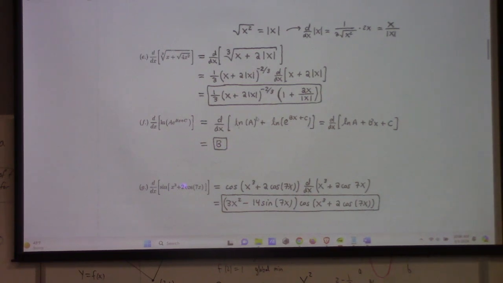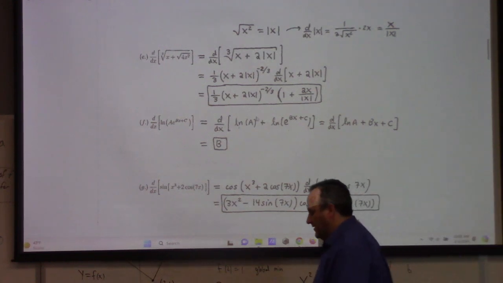This one here, chain rule. So you've got cosine of the inside function, times the derivative of the inside function, which gives us 3x squared minus 14 times the sine of 7x, cosine of stuff. Things that are just absolutely wrong. If you find yourself just writing cosine with nothing in it, sine with nothing in it, I saw some of that. That's not going to work in here.